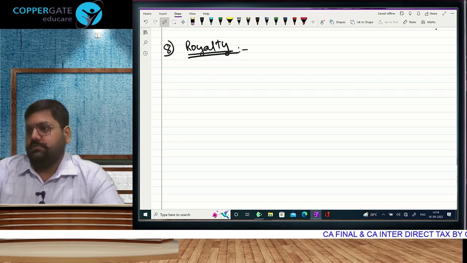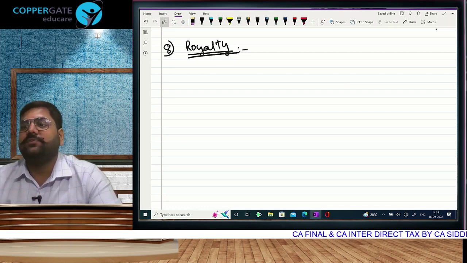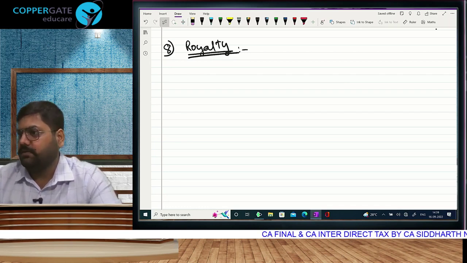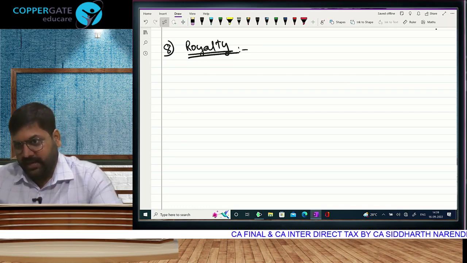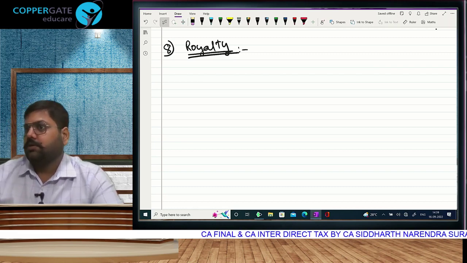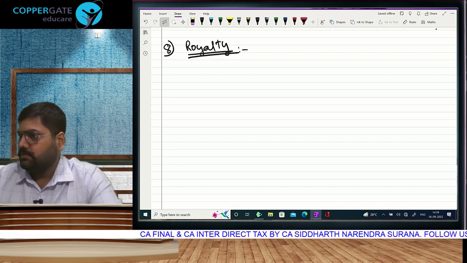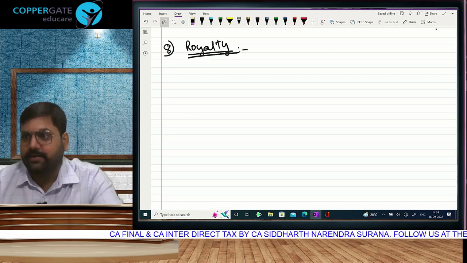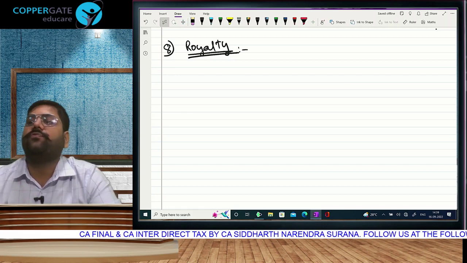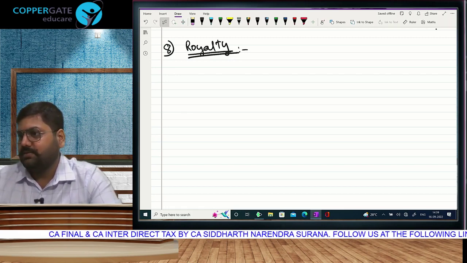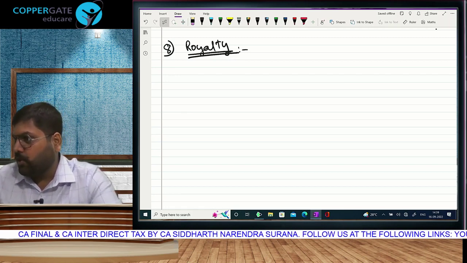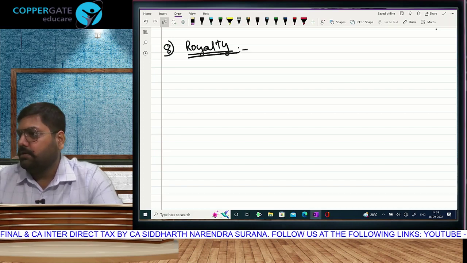Whenever you use land, building, plant, machinery, furniture, fixture belonging to someone, it means one person owns an asset, another uses the asset. The user of the asset pays rent to the owner of the asset. So royalty is a rent on usage of intangible asset. Tangible asset, if you use belonging to other people, you have to pay rent.